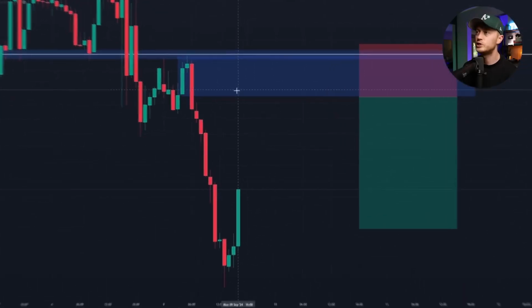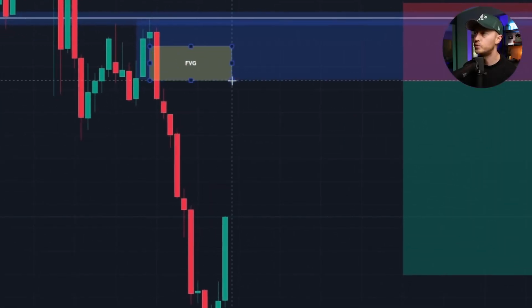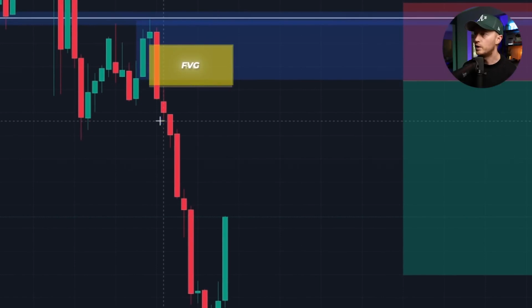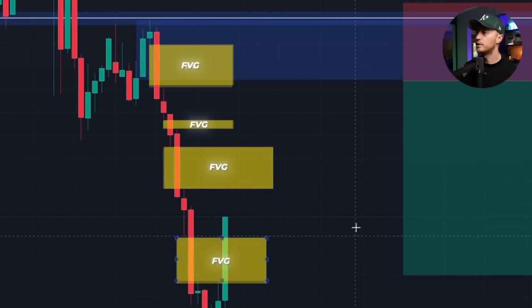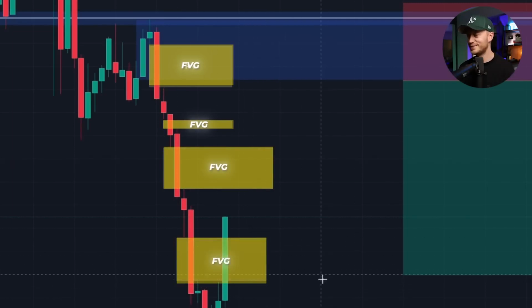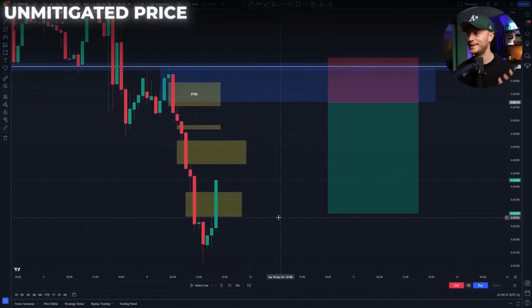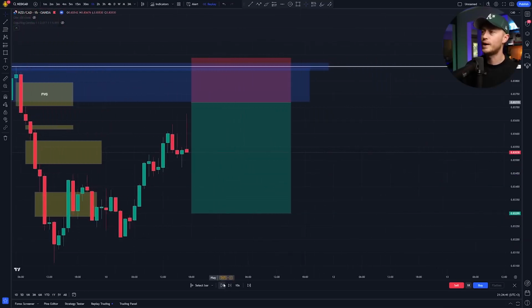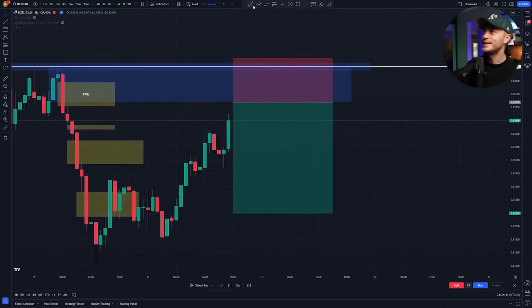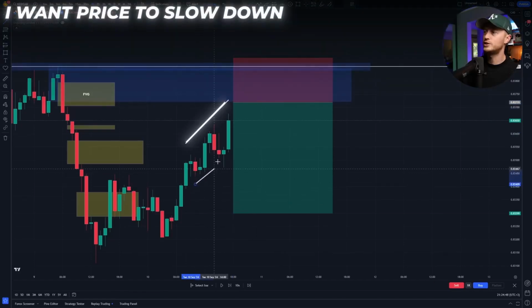So the next thing I want to see is fair value gaps. You can see we have a fair value gap right here, a fair value gap right here, big fair value gap right there, another fair value gap right here. And these gaps are just telling me that there's a ton of unmitigated price, right? So as price comes back to my level right here, the next thing I want to see is price starting to slow down, right? So I want price to slow down.